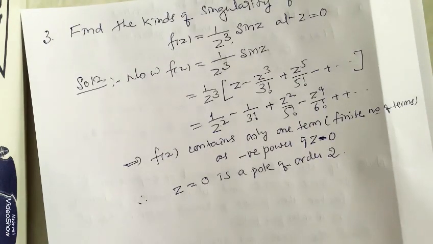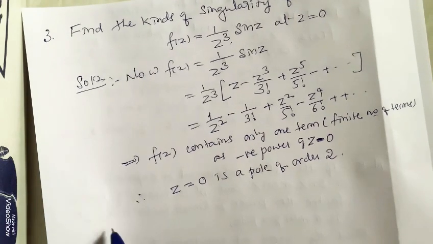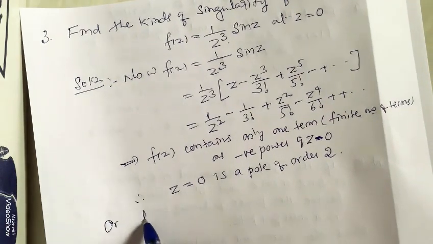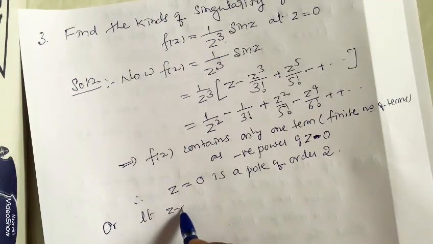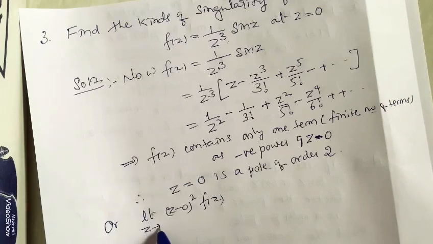You have to apply only one method, not necessary both the methods. I will take another method, whichever you feel easier, because sometimes one method you can use, another method will be difficult. Therefore our other method is: limit of (z − 0)² into f(z) as z tends to 0 here.